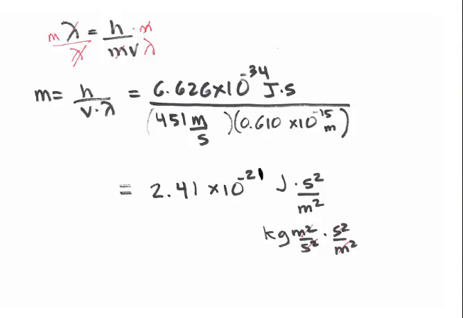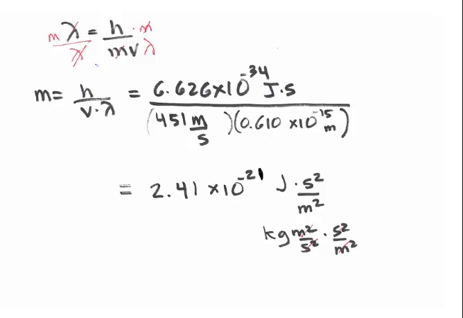So here's our de Broglie's equation. Lambda, or the wavelength of an object, is equal to h, or Planck's constant, divided by the mass of that object times its velocity. So the wavelength has to be in units of meters, our mass in units of kilograms, our velocity in units of meters per second, and we know that Planck's constant has units of joules times second.